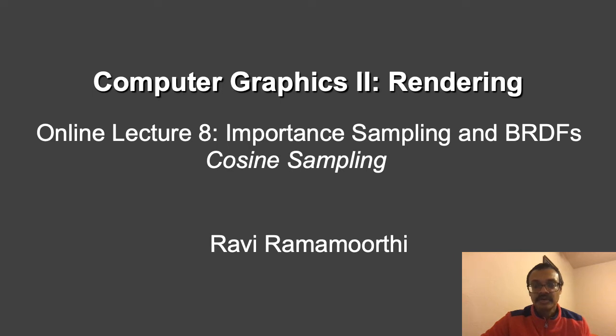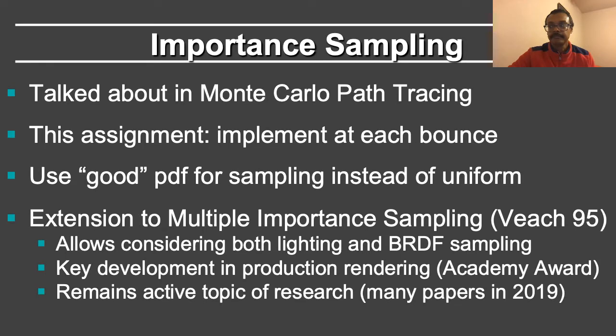In this lecture, we are going to discuss refinements of your path tracer, taking into account importance sampling and handling BRDFs. We will start by discussing cosine sampling. We've already talked about importance sampling in the context of Monte Carlo path tracing. In this assignment, you will implement importance sampling at each bounce. You will use a good PDF for sampling instead of the uniform probability distribution function.